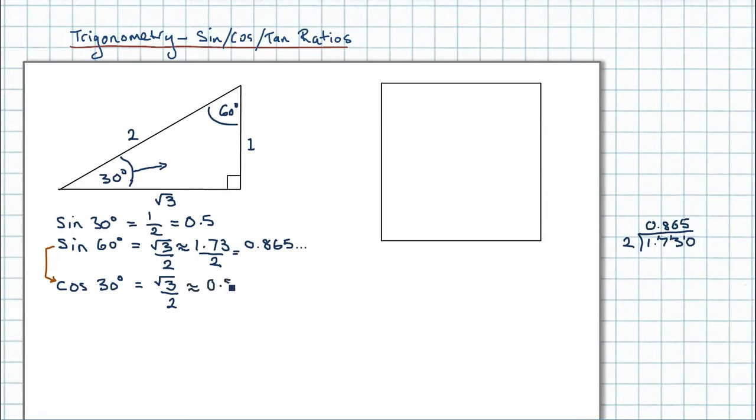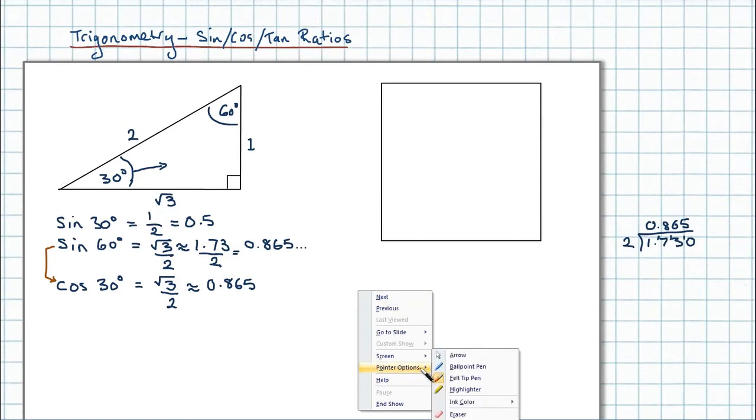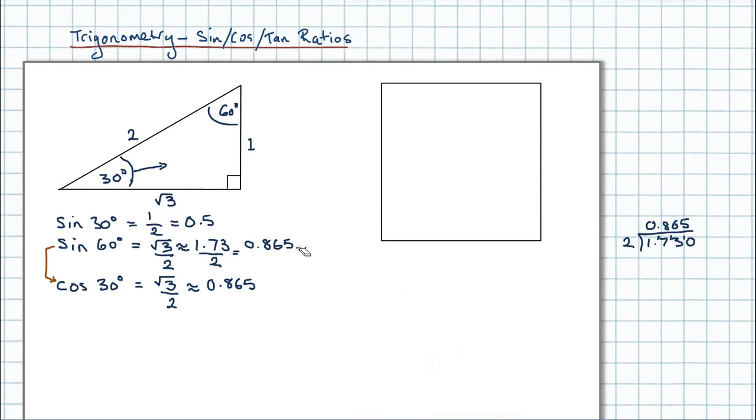So we say is approximately equal to 0.865 again. Okay? And we don't need these dots actually, let's just erase these dots. Okay, so sine 60 equals cos 30. What about cos 60? What do you think? Well, let's work it out and see if you're right.